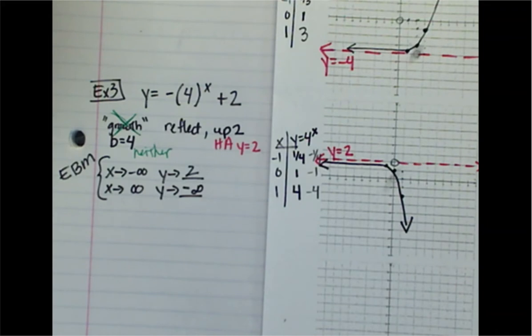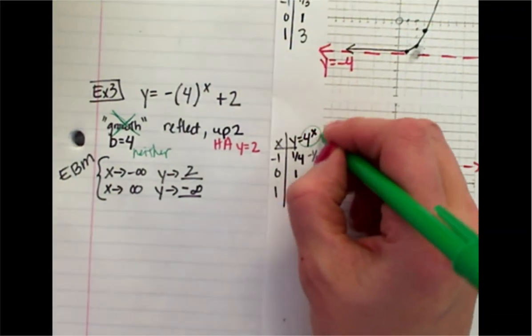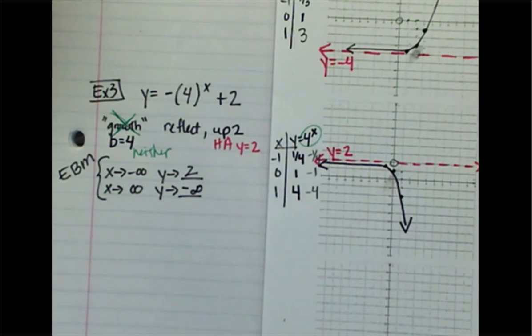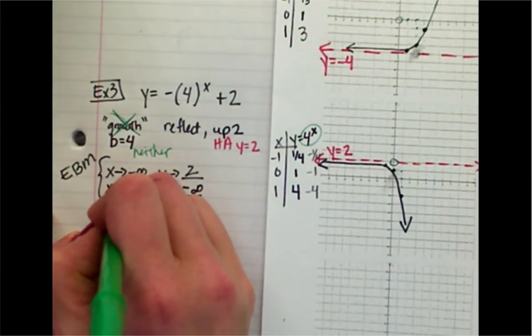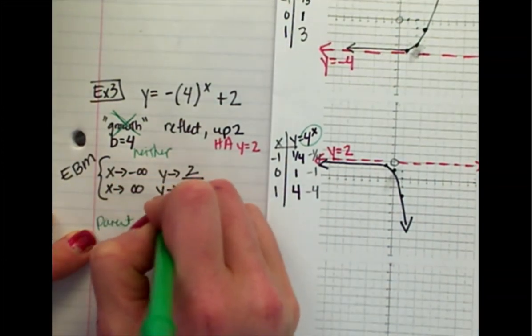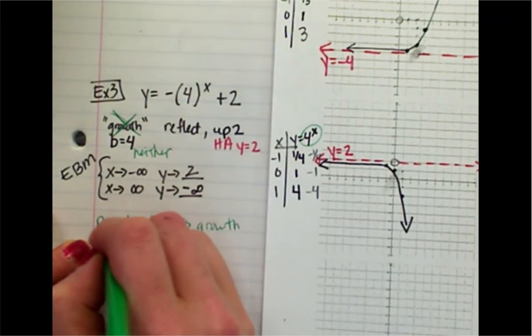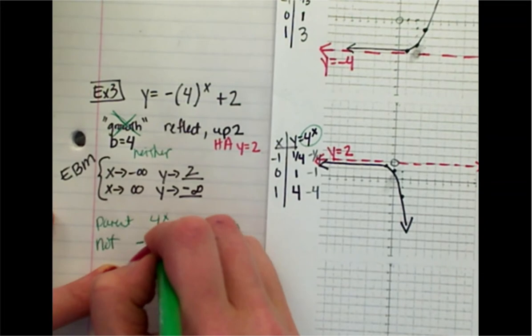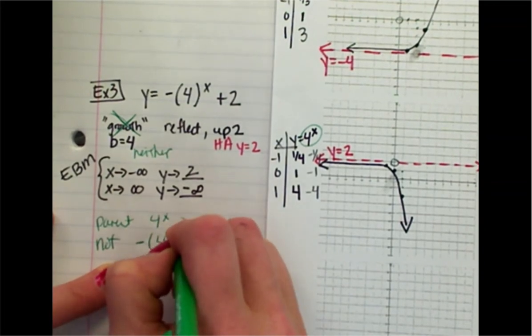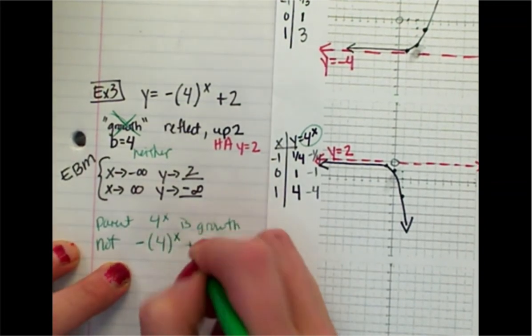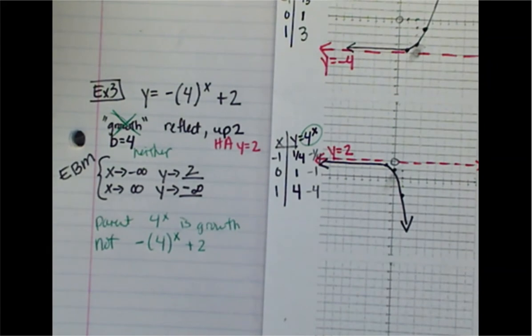But if I were looking at the parent only, right? The parent only is growth, but not after I transform it. So the parent, we'll write that, is growth, not this part. Not the actual transformation. It's before I transform it, it met the picture requirements, not after.